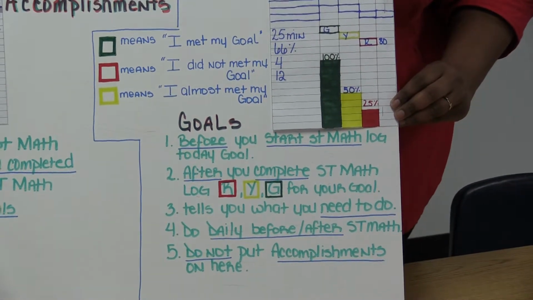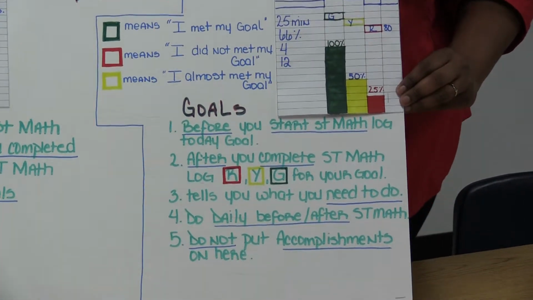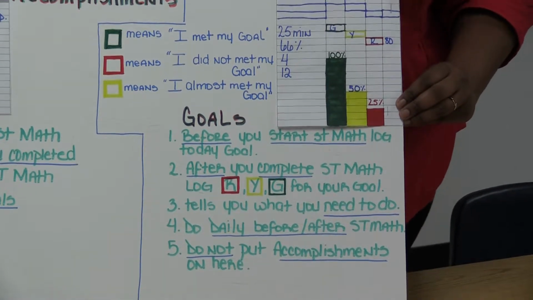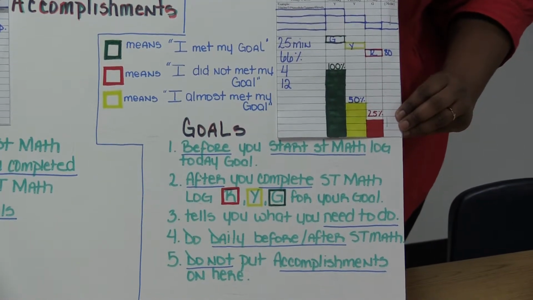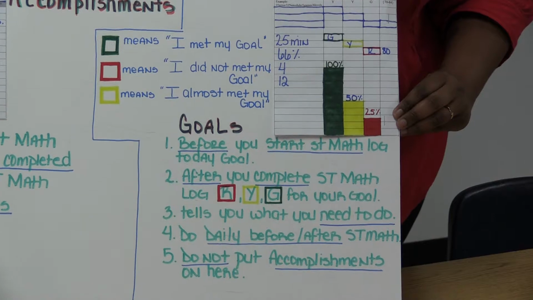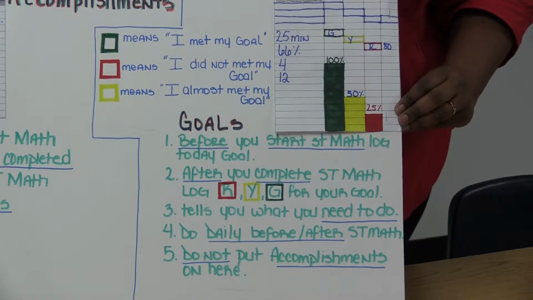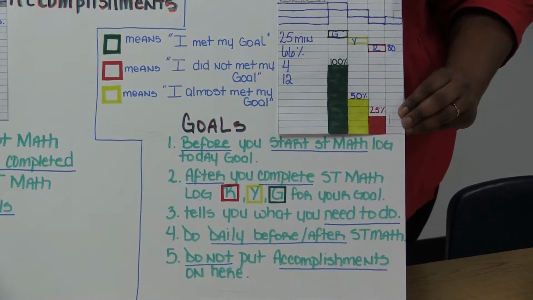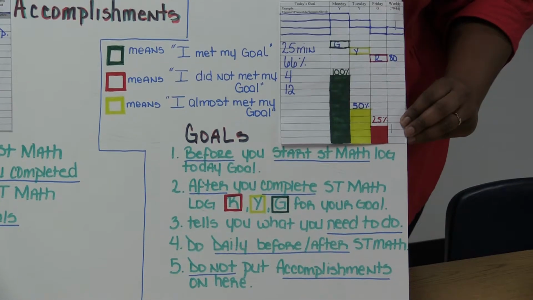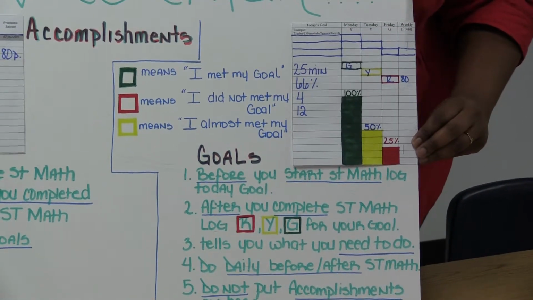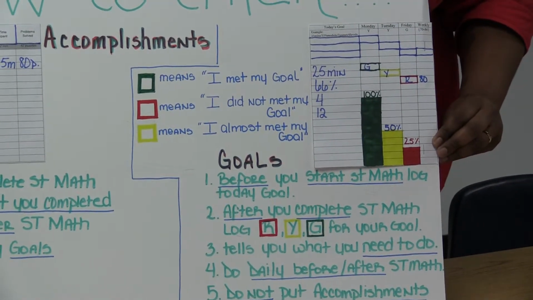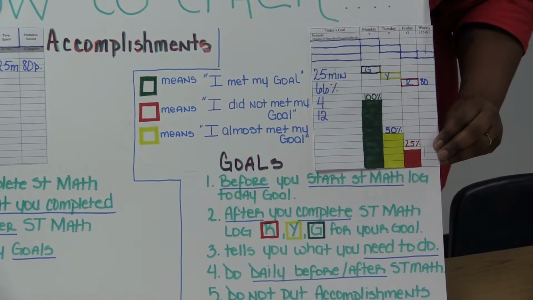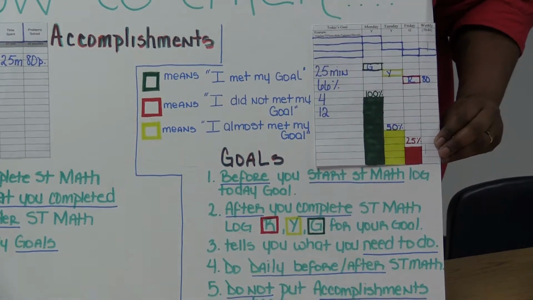Now, red would give you about a 50 to 79% in participation for ST Math. Yellow would give you a 70 to 85% grade for participation in ST Math. And then green would give you anywhere from a high B, which is an 86 to 100% participation grade in ST Math.